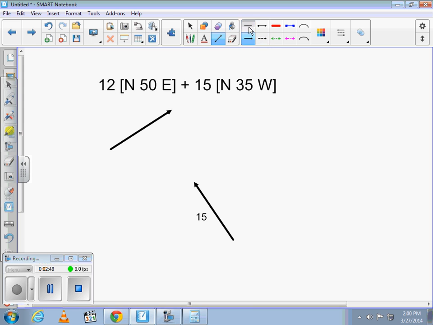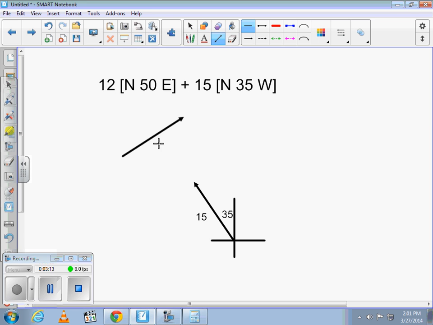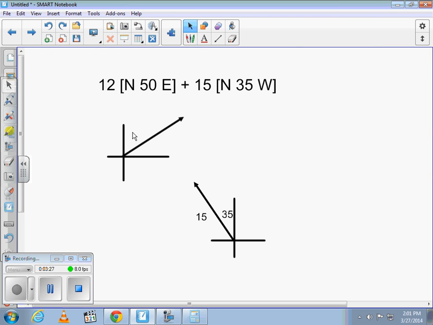So I can draw that in by drawing a coordinate here. And right here is where we're 35 degrees. So I'm just going to label that in here. So that's this vector, and I'm adding this one to it, so I'm going to put them tip to tail. But remember, this vector is north 50 degrees east. So I'm going to draw my coordinates in here. And I'm going to clearly label that this is 50 degrees right here.